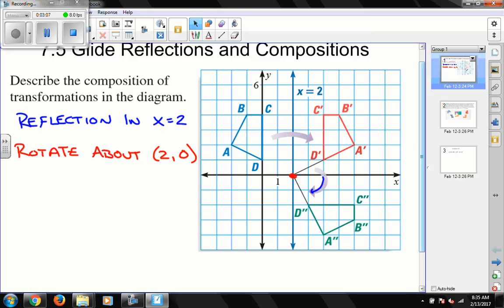So really what you want to do is follow your points, see what's happening, and then try to fit one of the transformations we have talked about to each transformation depicted in the picture you're given.